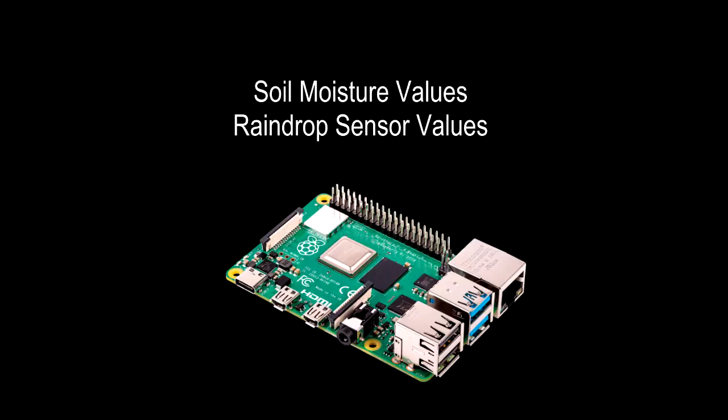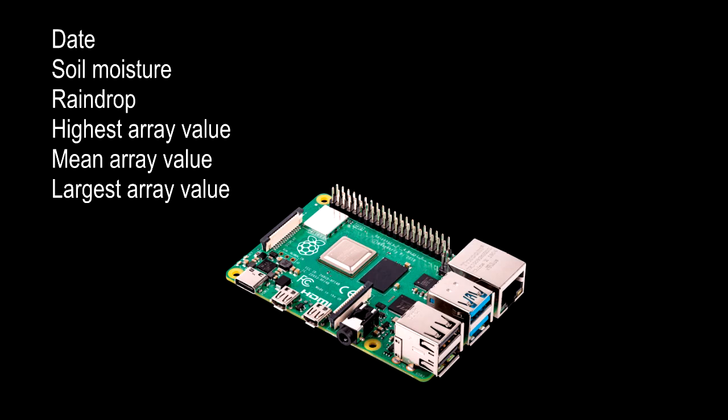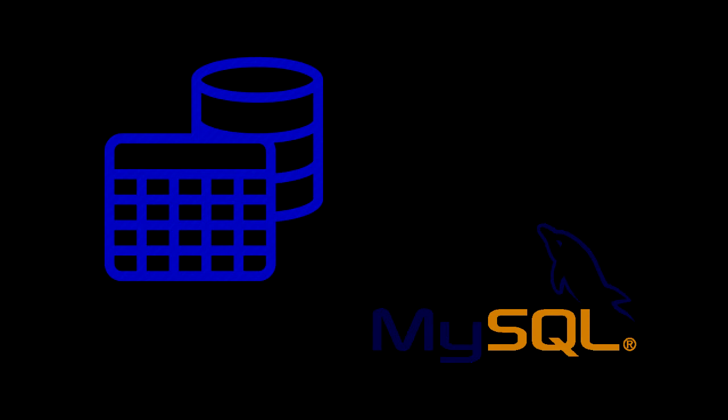The values that were given to the Raspberry Pi 4 by the Arduino will be used. The Raspberry Pi 4 holds 6 values in total, which are the date, soil moisture, raindrop, lowest array value, mean array value and the largest array value. These will be inserted to its database. After inserting its data, the Raspberry Pi 4 retrieves its data including the previous records.